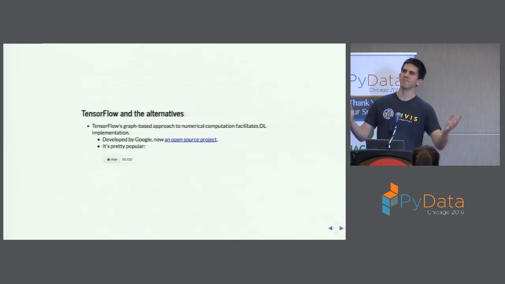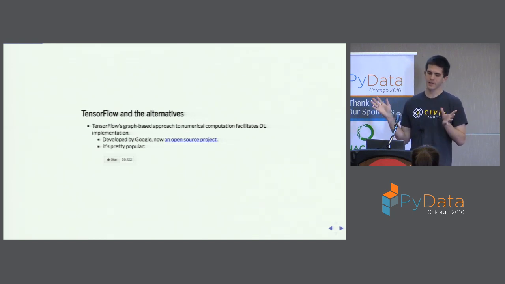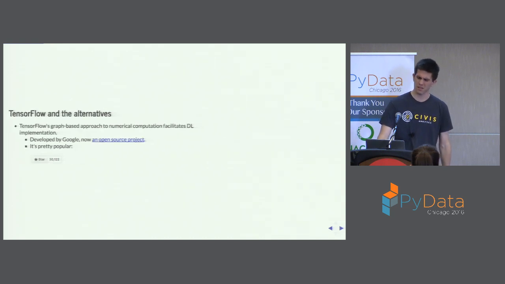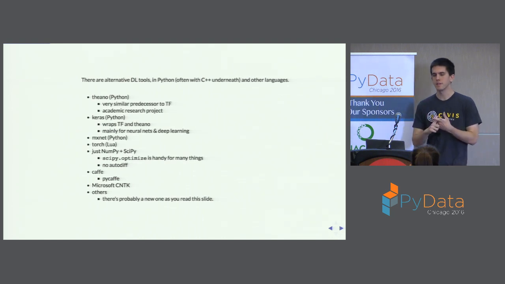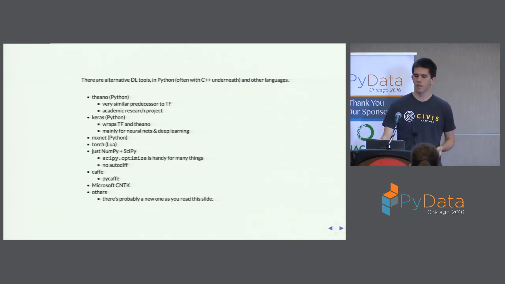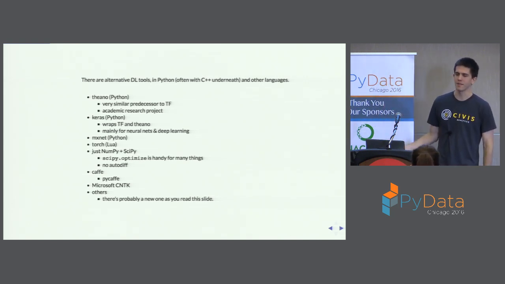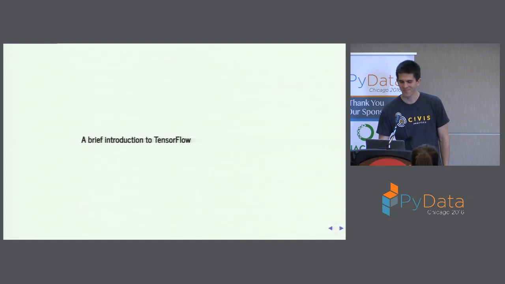Sorry, I'm proselytizing TensorFlow here a little bit. But yeah, TensorFlow is developed by Google. It's an open source project, very popular, and weirdly has more stars than scikit-learn, I think, on GitHub. But as I mentioned, there are alternative tools, in particular Theano. There's Keras, which is a very nice wrapper for both TensorFlow and Theano. And then a bunch of other things. They get released all the time, I feel like. So probably there are some that have been released since I started this talk.